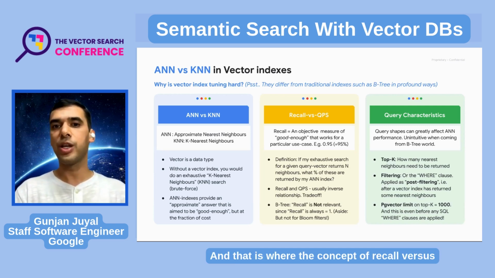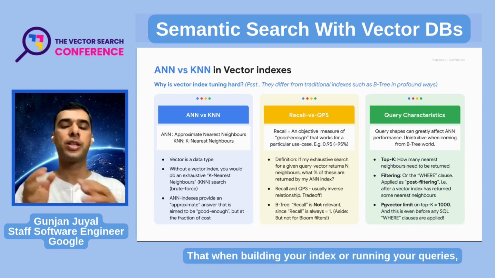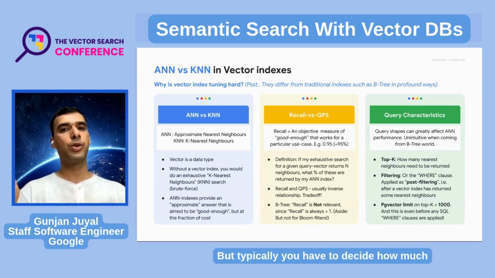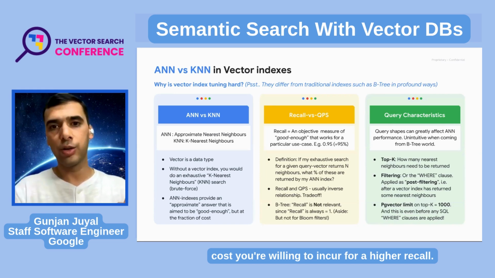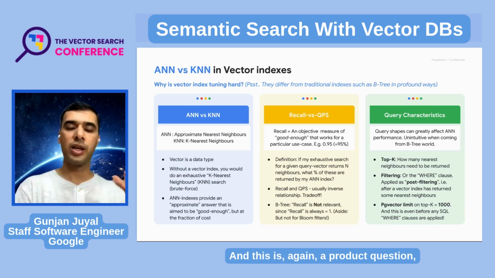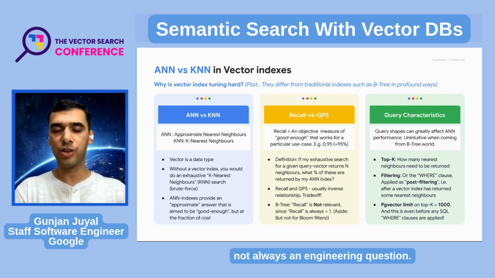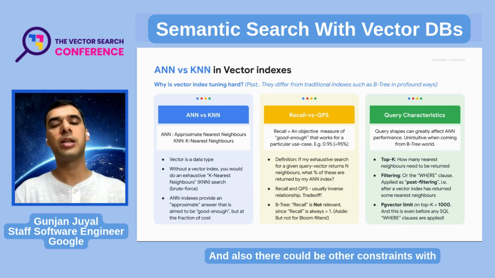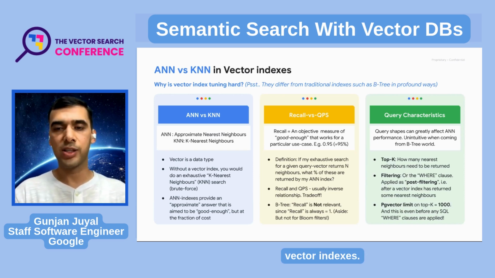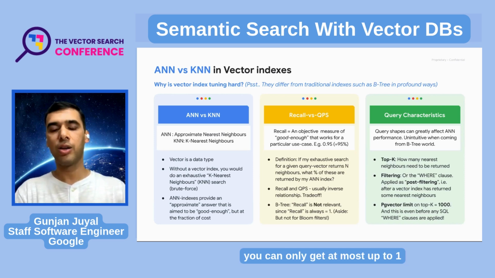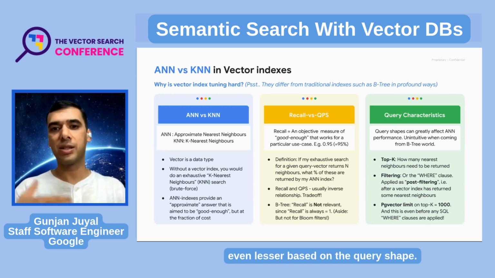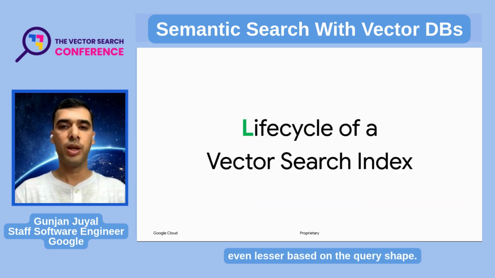And that is where the concept of recall versus QPS comes in: when building your index or running your queries, usually you have a trade-off, and there are other trade-offs also we'll talk about, but typically you have to decide how much cost you're willing to incur for a higher recall. And this is again a product question, not always an engineering question, but that makes it really interesting while playing with vector indexes. And there could also be other constraints with vector indexes. For example, in the pgvector implementation, you can only get at most up to 1000 top-N results, not more than that. And the actual limit may be even lesser based on the query shape.